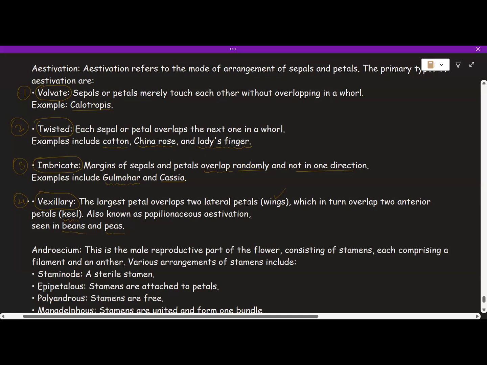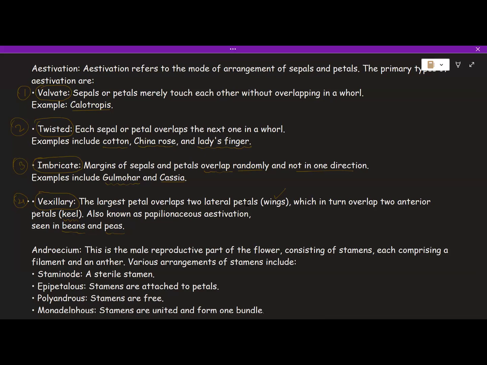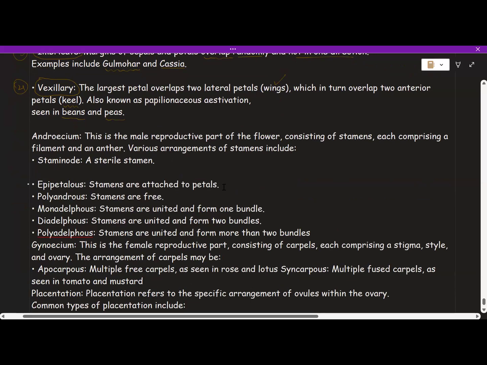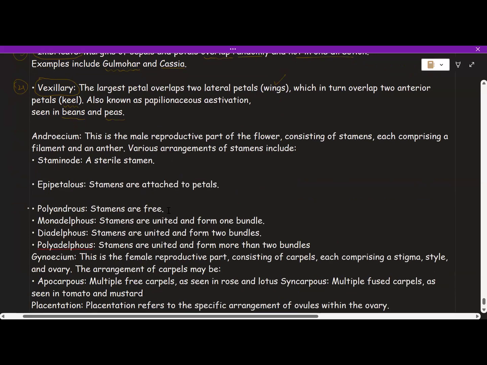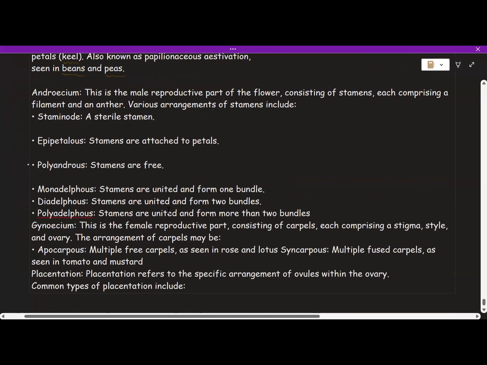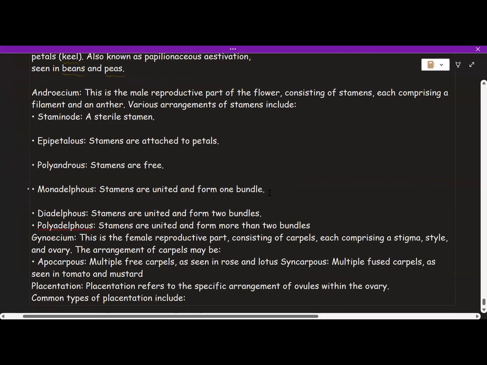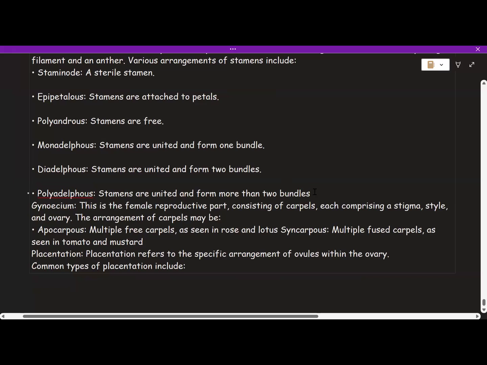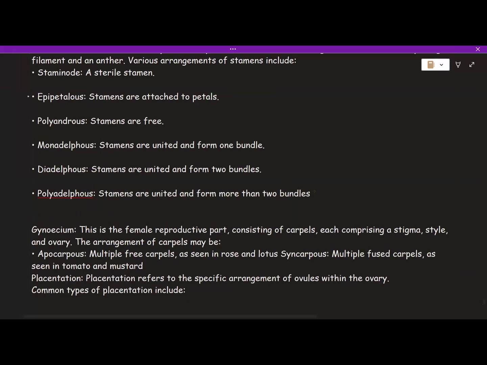No. Okay. Now see, furthermore, let's talk about the stamen, meaning the male reproductive part of the flower, and the different kinds of arrangements that are present. Now see, if a stamen is non-functional, meaning it is there, but it is not fertile. The opposite of fertile is sterile. So the sterile stamen is called a staminode. Whenever you see the word staminode, just understand that they are talking about a sterile stamen. So first thing is staminode.